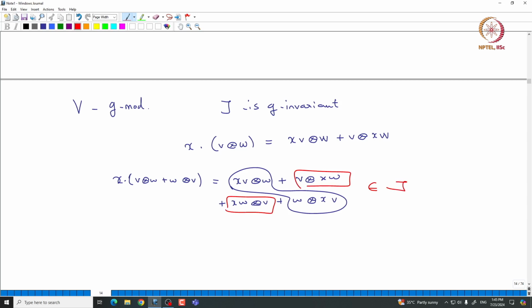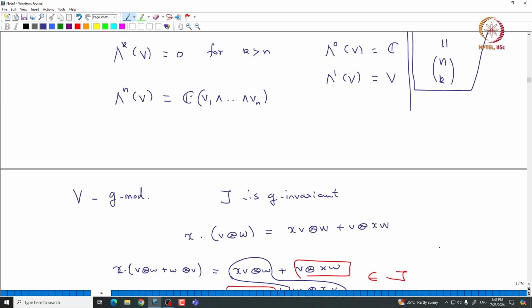So this tells us that the ideal J generated by this v tensor w plus w tensor v is invariant under the G action. So that implies that the quotient space is again a G module. So that means this exterior algebra is a G module.